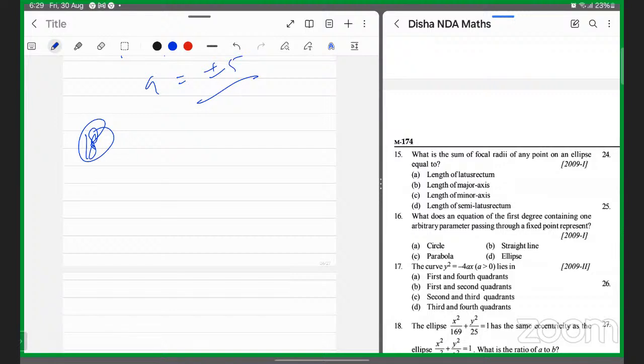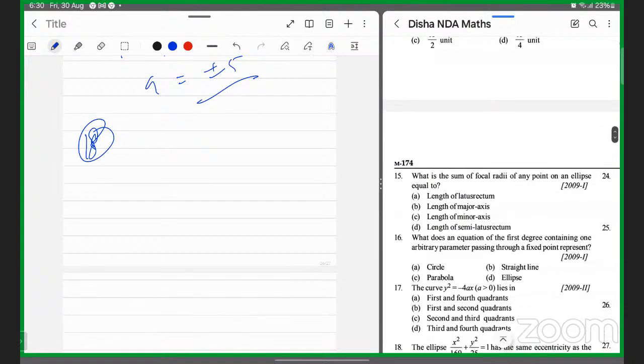16. What does the equation of first degree contain? One arbitrary constant, passes through a fixed point, representing a straight line. Y equal to ax plus b. A first degree polynomial represents a straight line, y equal to ax plus b. Understood?